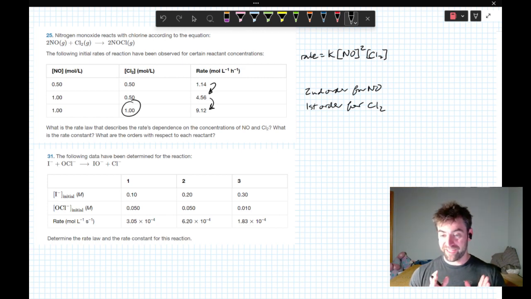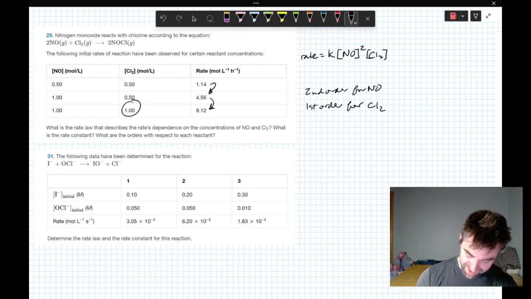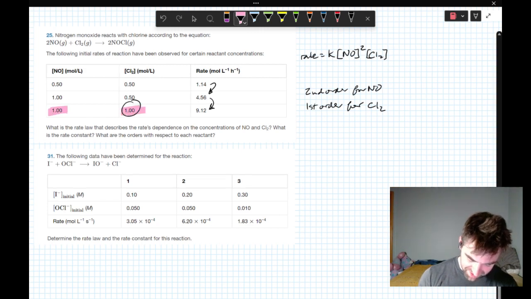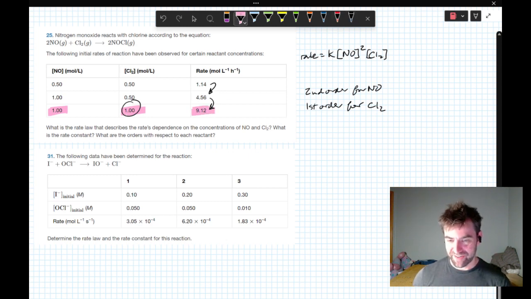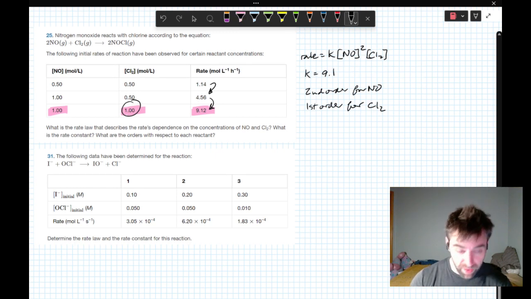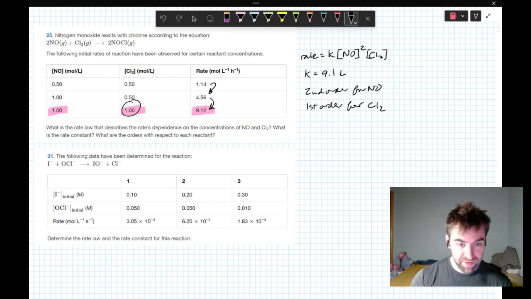So if your numbers looked a little more complicated than this, you could plug it into this new equation now that we know the order of the reaction with respect to each reactant. But because they were so kind as to give us concentrations of 1 mole per liter for each of our reactants, we're actually given the answer right here, which is 9.12. So K equals 9.12. And if you want to run that, your units will be liters squared inverse mole squared inverse hours.